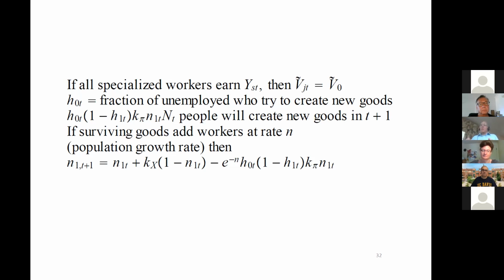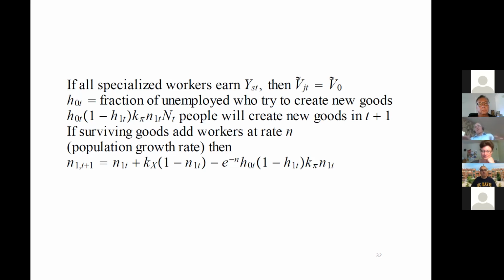from people creating successfully new goods. There's a probability, anybody who tries to create a new good, of k pi that they succeed. There's a fraction 1 minus h1 of people who are unskilled, who are unemployed, and then a fraction h naught of those that are trying to create new goods.